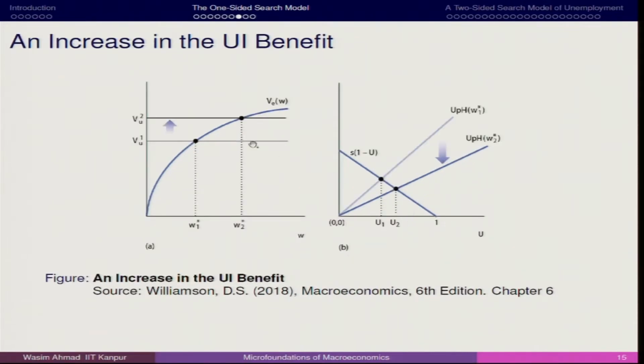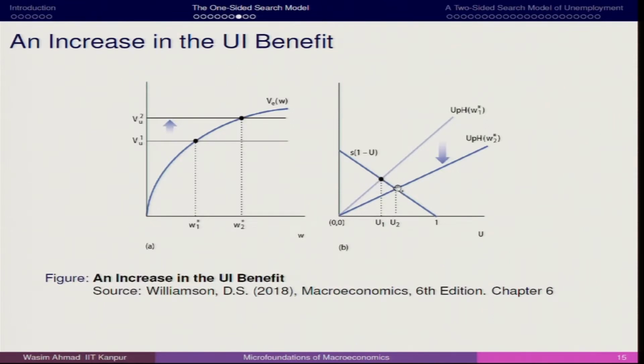Now, here we have the comparative statistics for the first variable, which is very important: what happens when we have an increase in the unemployment insurance benefit, the UI benefit, as we say. When we see an increase in the unemployment benefit, the curve moves up, and then here we have the VW. We can see that this is the equilibrium that we had.